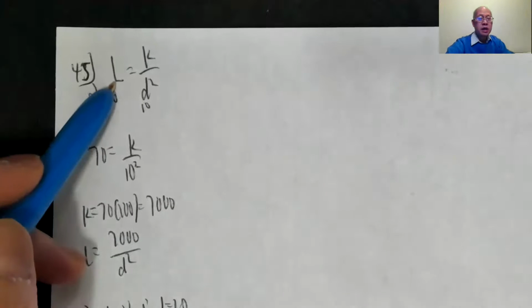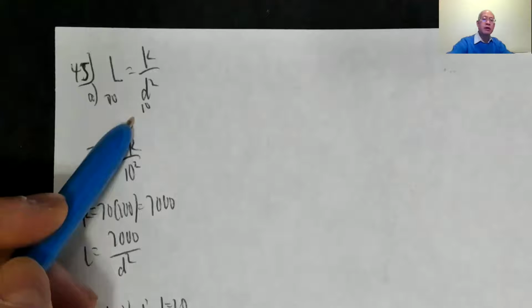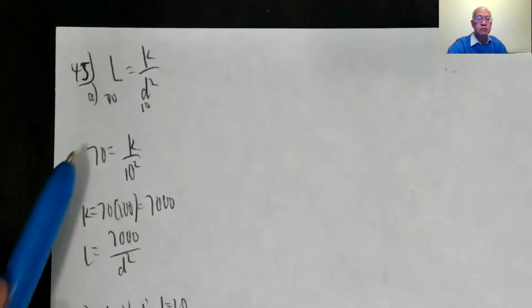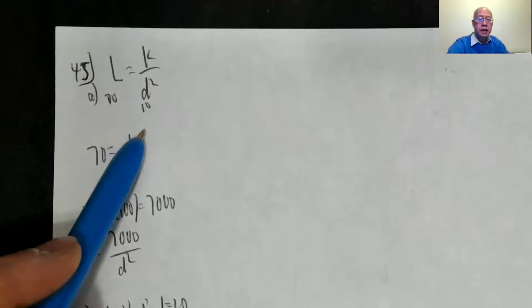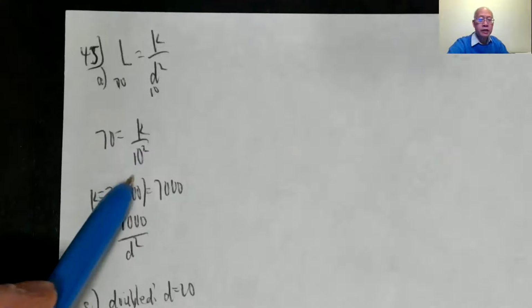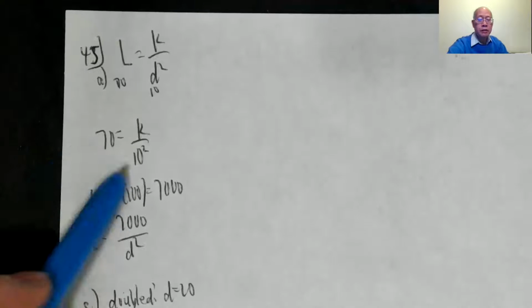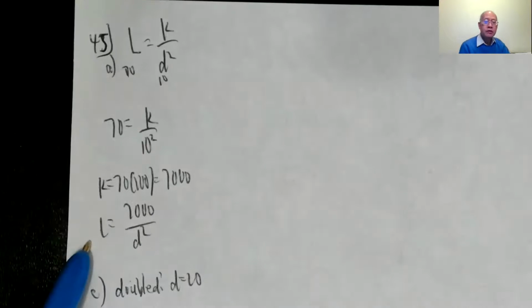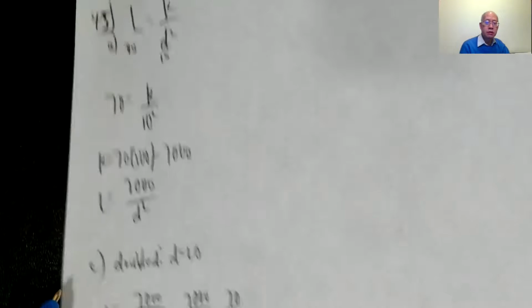Oh, I have one more, sorry. 45. Okay, the loudness is inversely proportional to the distance squared. L equals K over D squared. Plug in 70 here, plug in 10 here. 70 equals K over 10 squared, which is 100, multiplied by 100. K is 70 times 100, 7,000. So loudness is 7,000 over distance squared.